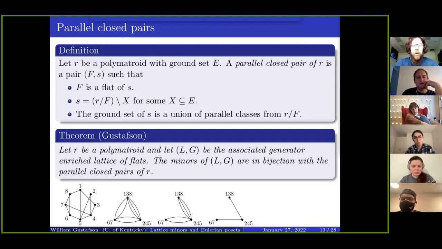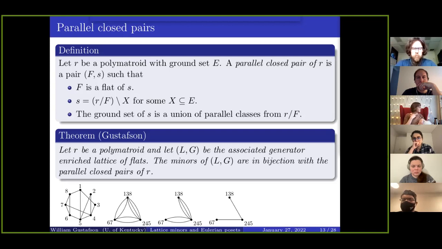Now with that, our theorem here is that for any polymatroid, the minors of the generator enriched lattice of flats are in bijection with the parallel closed pairs of the polymatroid. At the bottom here, I have a couple diagrams which are showing how these parallel closed pairs relate to the simple vertex labeled minors for a graph.